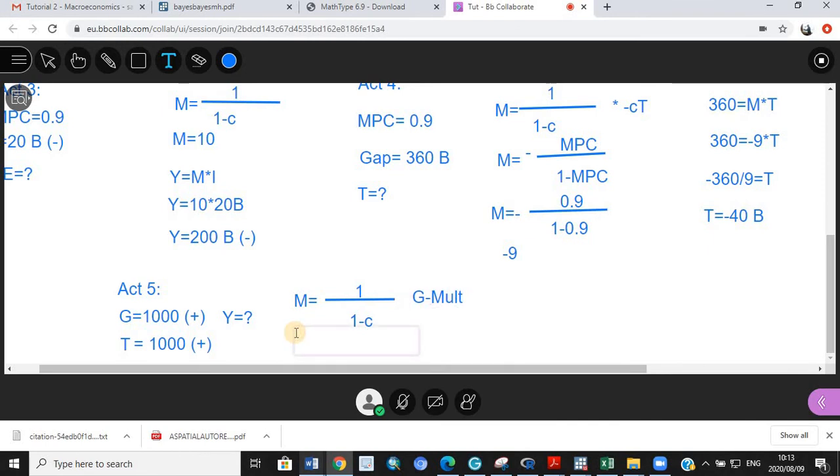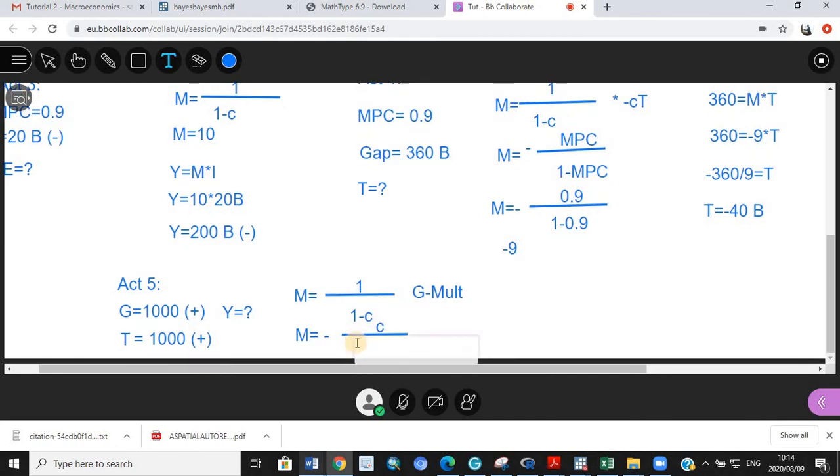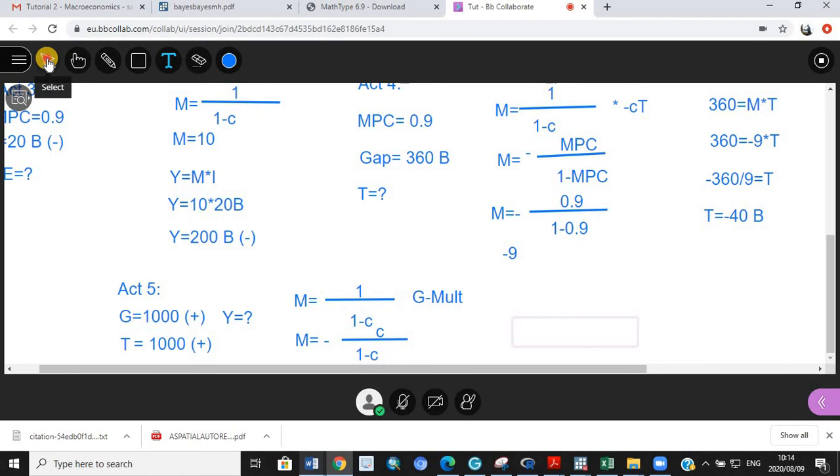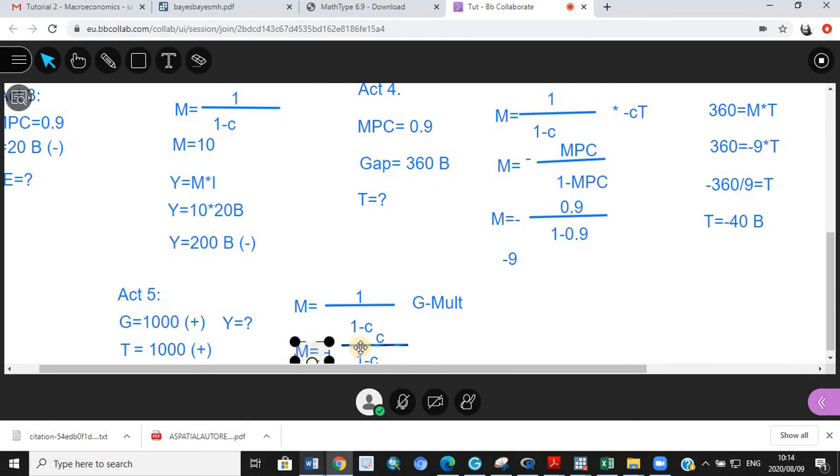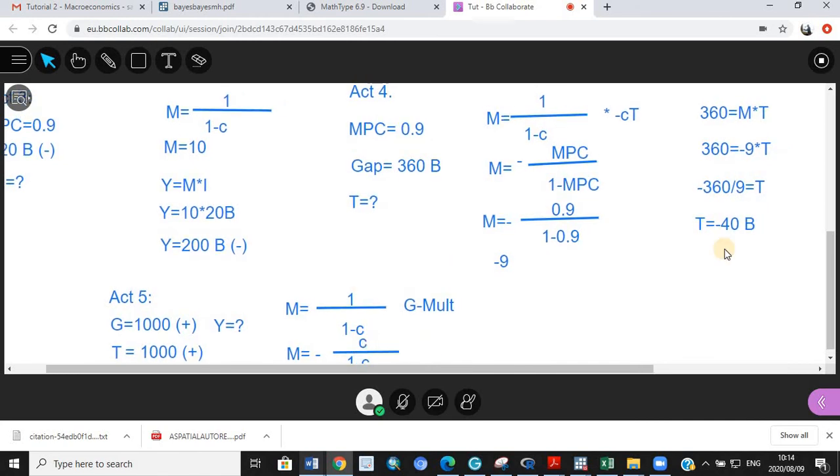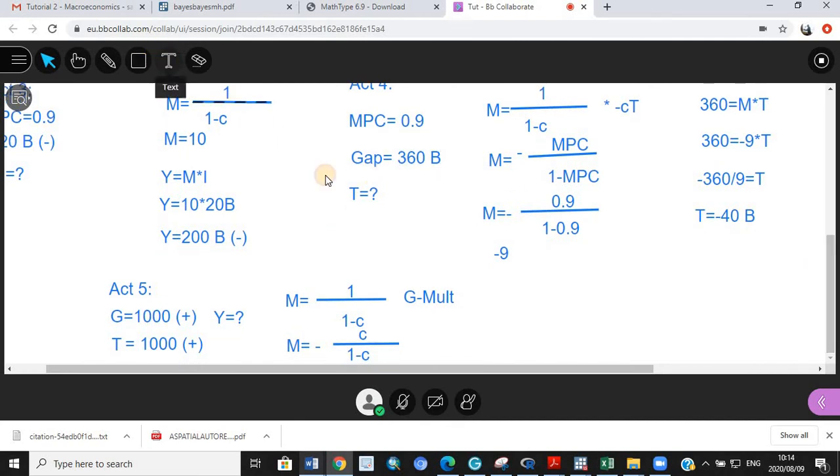Very good. And here we have another multiplier equal to minus C, divided by 1 minus C. Good. So this is the tax multiplier.